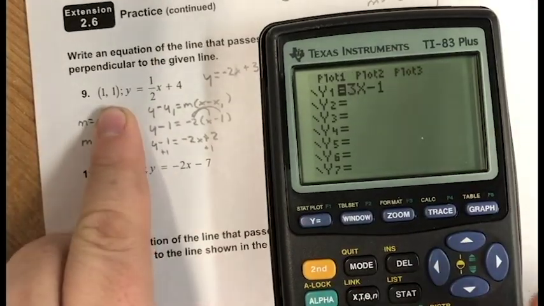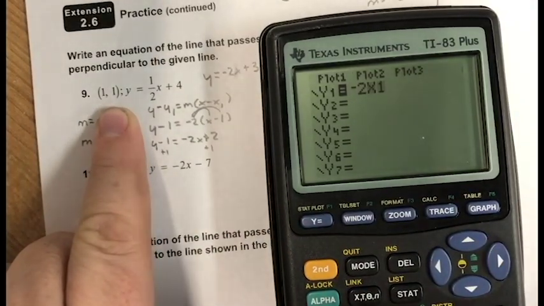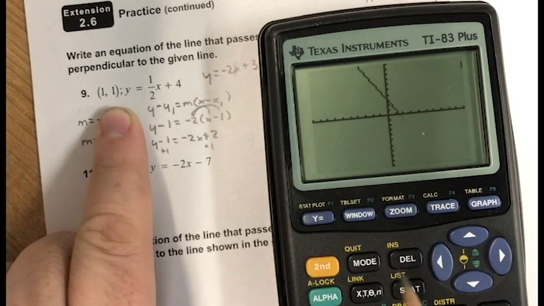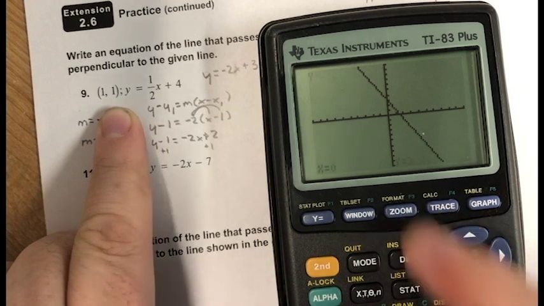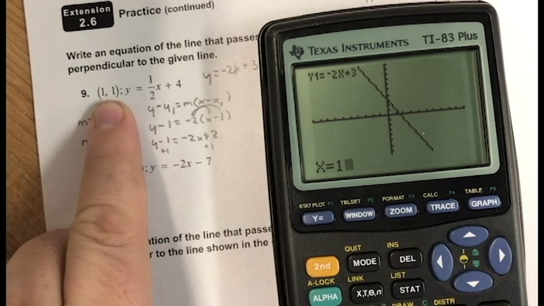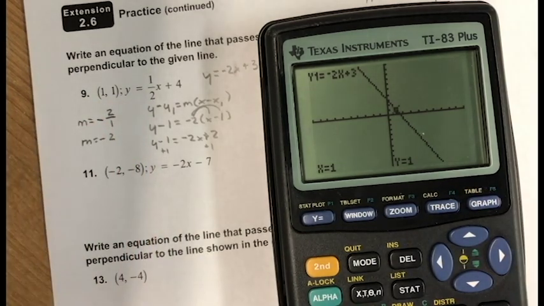So we can plug it into our calculator, -2x plus 3, and graph it. Then wait just a second. Then we're going to hit trace, and plug in our x value, which is 1, hit enter, and it finds that y is also 1. So I have indeed found an equation.